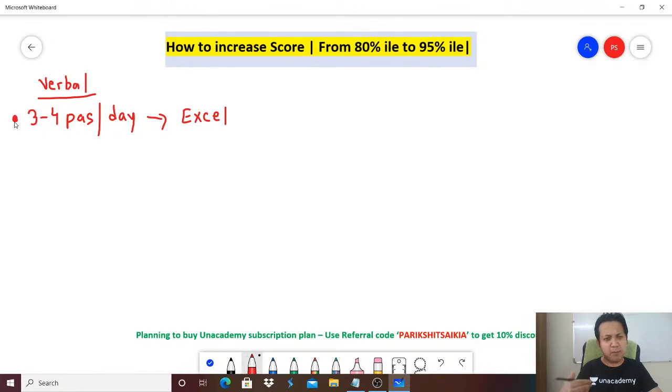From mocks, from mock papers, or if you have not solved the recent CAT papers 2019, 18, 17 yet, it could be the recent CAT papers as well. Mocks or CATs. So what you do? Prepare an Excel sheet. In the Excel sheet, just mark some columns.